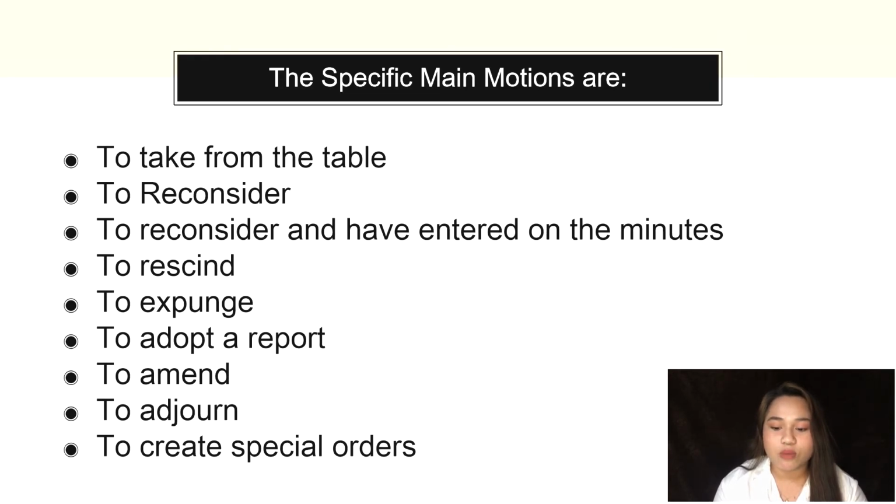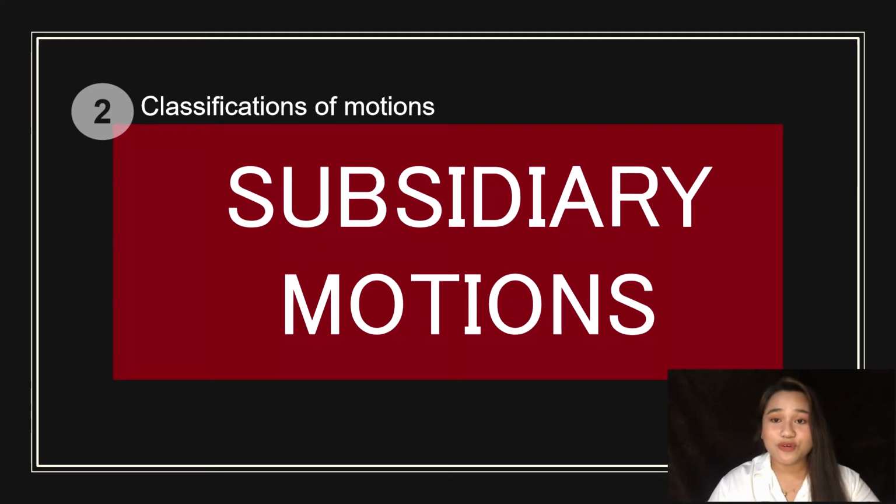The specific main motions are: to take from the table, to reconsider and have entered on the minutes, to resign, to expunge, to adopt a report, to amend, to adjourn, and to create special orders. Now let's move on to the second type of motion, which is the subsidiary motion.